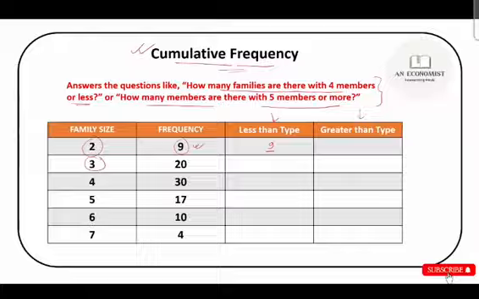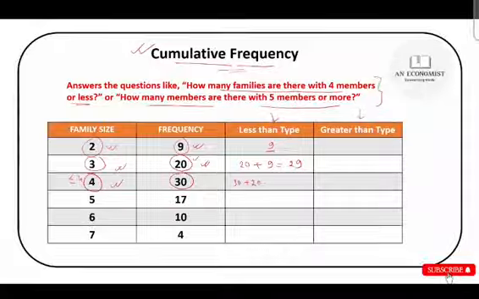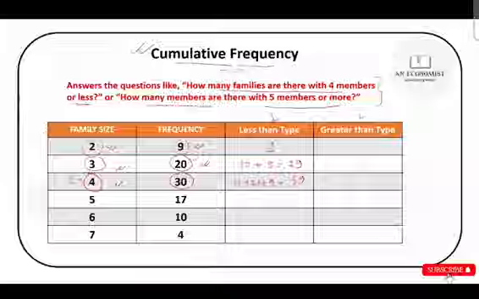Now, if you want to see how many families are there with 3 members or less, then you have to take into account how many families have exactly 3 members and how many families have 2 members also, right? Less than or equal to 3 members means you have to take into account the families which have 2 members as well. So you have to add these frequencies: 20 plus 9, it is 29. Now for the next one, how many families are there with 4 members or less? Just add this and this, which basically means you are taking into account all the families which have 4 members, 3 members, as well as 2 members. Simply less than or equal to 4 members, right? So in total 30 plus 20 plus 9, it will be 59.